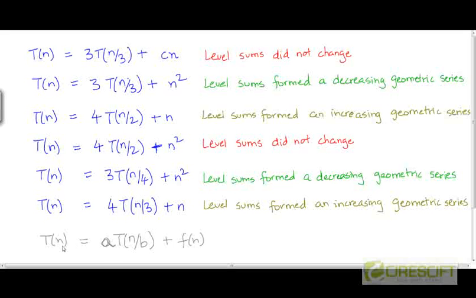A here is the number of subproblems into which the original problem of size n is broken down, and each subproblem is an instance of the same type of problem but is of a smaller size. The size of each subproblem here is n by b, and f of n is the amount of effort in terms of time needed to combine the solutions to the different subproblems.